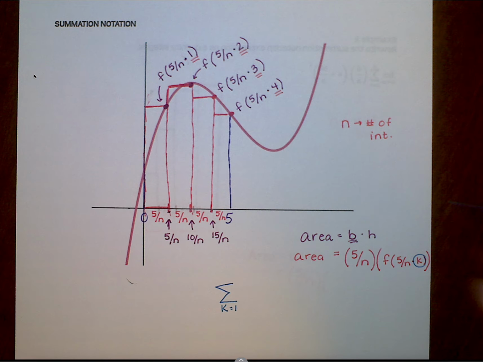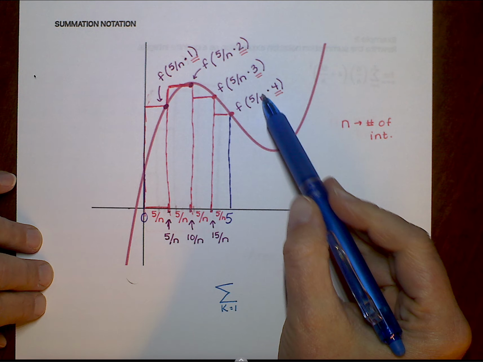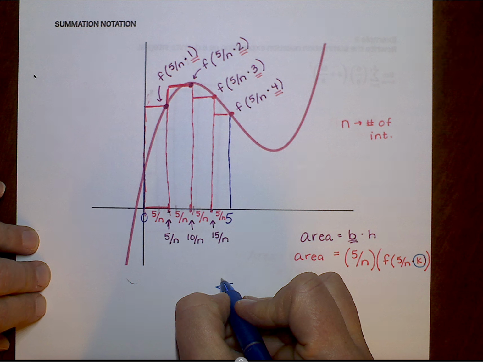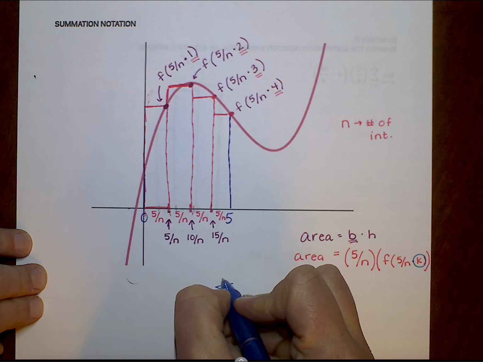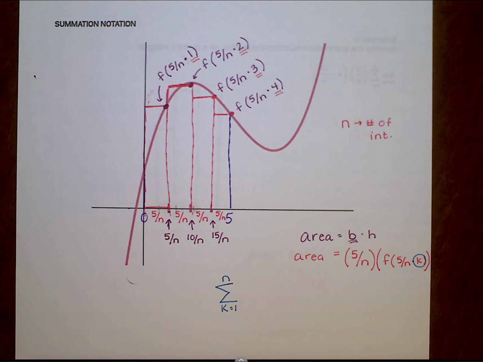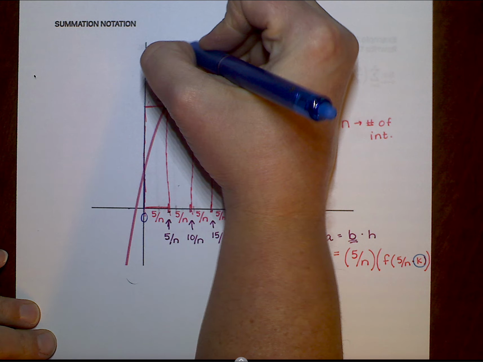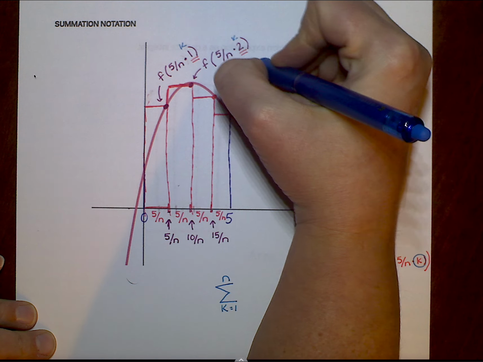If I make 100 rectangles, then this would be 5 over n times 100. Okay, so this needs to run from k equals 1 up to whatever n happens to be. So in this case, if you're looking at the picture that I have drawn here, I have 4 rectangles drawn. So k is from 1 to 4: 1, 2, 3, 4. Okay, so these are the k numbers that I'm talking about.